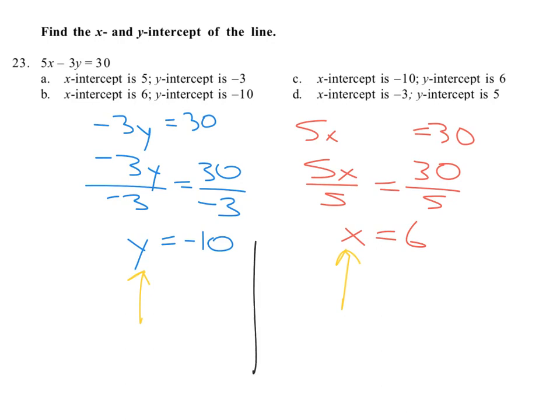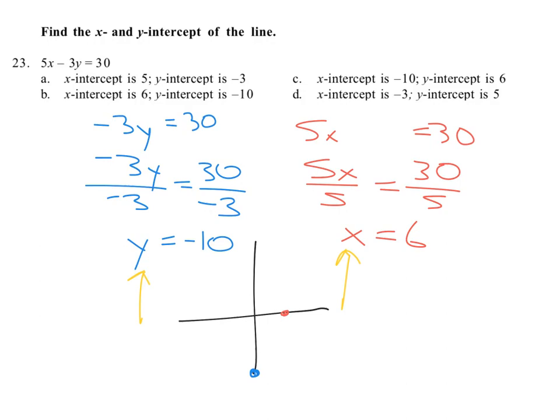And if I made a sketch of the graph, I would say y is negative 10, so we're going to go down here to negative 10 on the y-axis and put a point. X is 6, so we're going to go up here to 6 on the x-axis and put a point. And then we're simply going to connect them, and that's how we would graph that line if we needed to graph it.